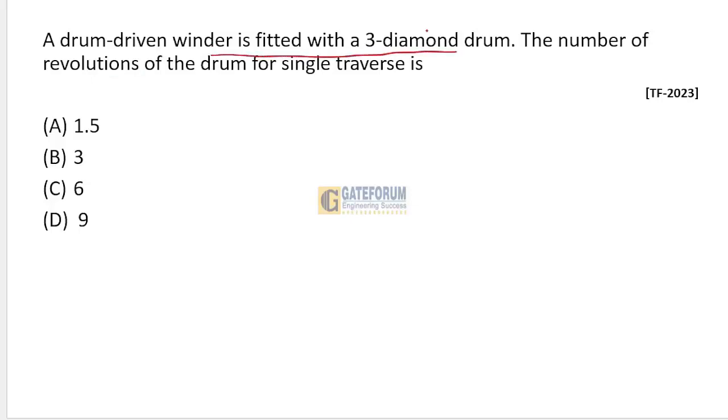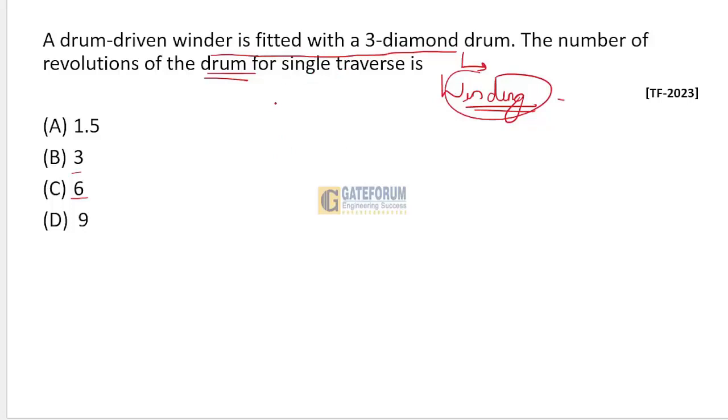The next question says that a drum driven winder is fitted with a 3 diamond drum. The number of revolutions of the drum for a single traverse is 1.5, 3, 6 and 9. So this is a fabric manufacturing question, an FM question, a question of winding. This is also a direct, 1 mark question. This is actually a conceptual question.